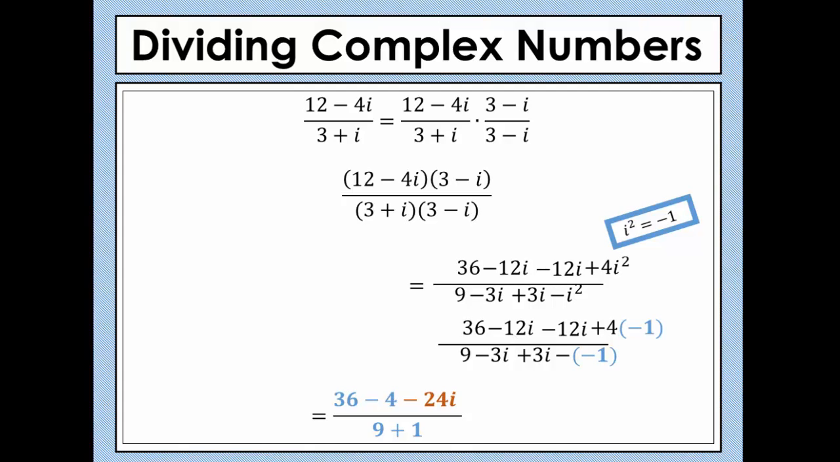So we're going to go through and we're going to simplify our like terms. 36 and minus 4 is 32. Minus 24i, because these i's could not be combined with anything. And then 9 plus 1 is 10. From here, we're really close to being finished, but we do notice that 32, 24, and 10 all share a common factor. And since these are fractions, when we have a fraction, we like to put it in simplest form. So since 32, 24, and 10 are all divisible by 2, we're going to divide each of those by 2, which leaves us with 16 minus 12i over 5.